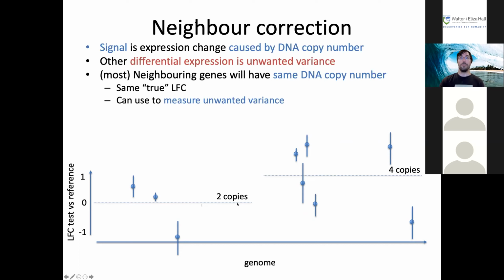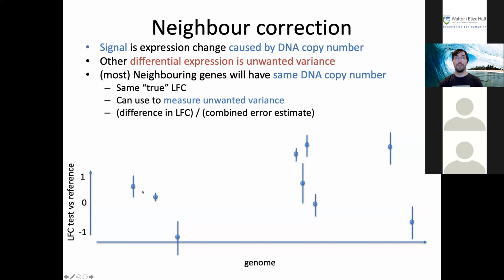However, we don't have the truth here. We don't know whether there are 2 and 4 copies. What we do know is that each segment will have a lot of genes in it. So if we look at 2 neighbors, they will almost always be the same copy number. So we know that any 2 neighboring genes should be quite likely to have overlapping error bars, or at the very least should not be many error bars apart from each other.